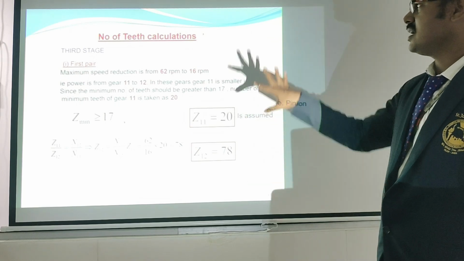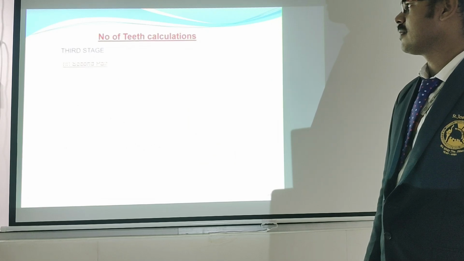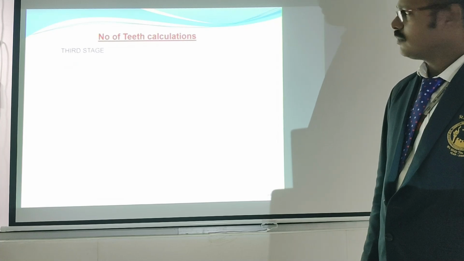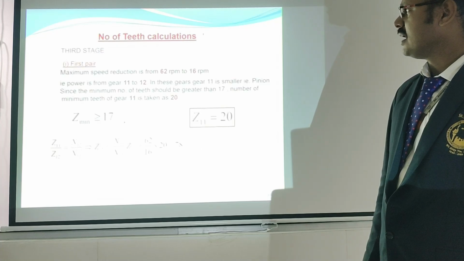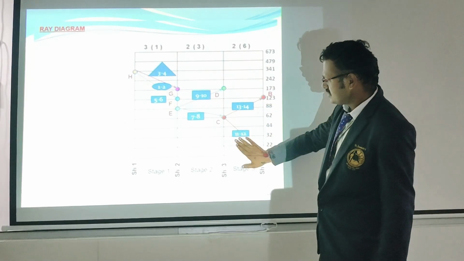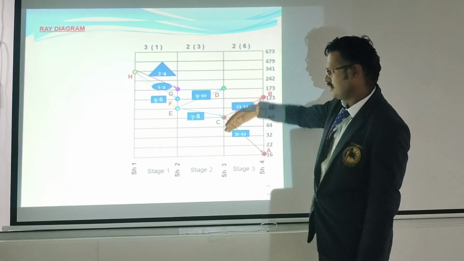So in third stage, the first pair I have completed. In third stage, second pair, I am going to calculate the number of teeth. In third stage it is a first pair, in third stage it is a second pair.